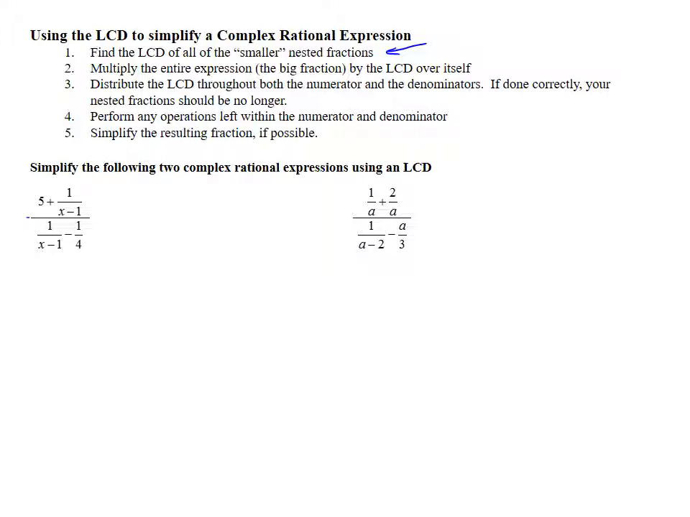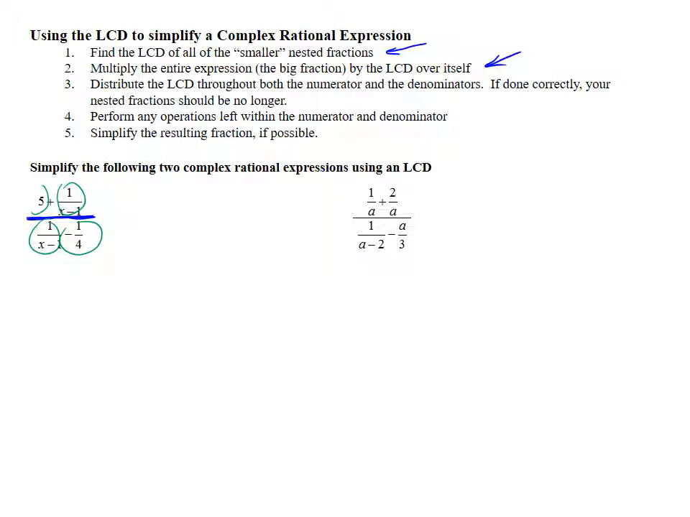So in this first example, where I have 5 plus 1 over x minus 1, and then in the denominator 1 over x minus 1 minus 1/4, what I have here are 1, 2, 3, 4 kind of nested fractions. And I want to work with those in terms of thinking about their common denominator. So I'm going to find the LCD of them. The second thing is that I'm going to go ahead and multiply both top and bottom of the big fraction by the LCD I found for those smaller nested fractions.